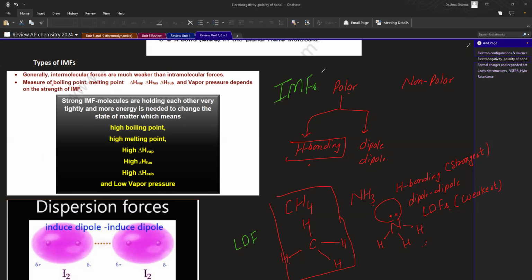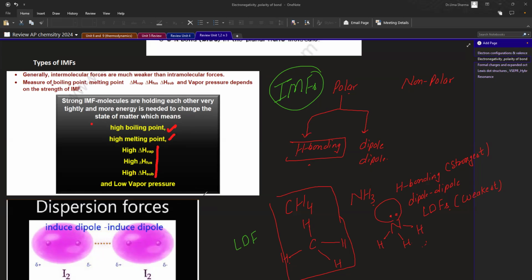Now, why are we learning these intermolecular forces of attraction, IMF? Because IMFs are responsible for all the physical changes. Physical changes means like melting, boiling, sublimation. These are physical changes. So IMFs are responsible. We can compare the melting points, boiling points, vaporization, fusion, sublimation, high vapor pressure, low vapor pressure.